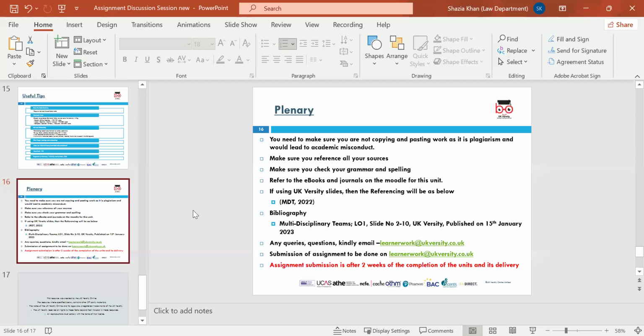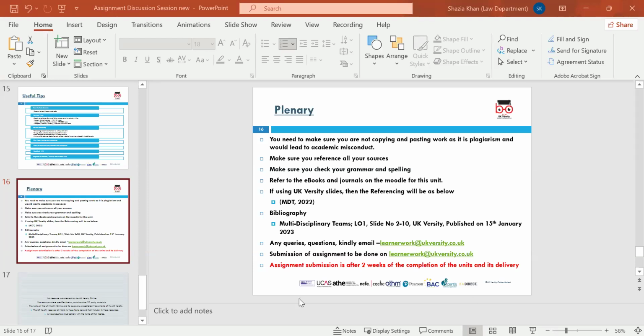You need to make sure you are not copying and pasting your work, as it's plagiarism and would lead to academic misconduct. Make sure you reference all your sources. So any work that you get together, make sure you reference it, okay? Make sure you check your grammar and your spelling. That is really important, because the work needs to be presentable and in line with the standards as well.